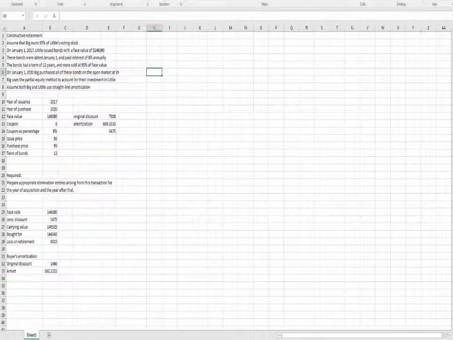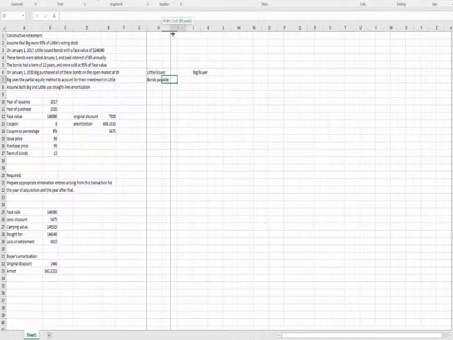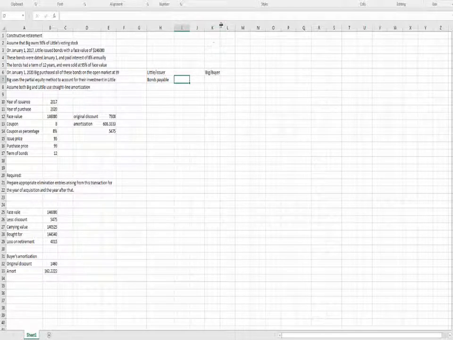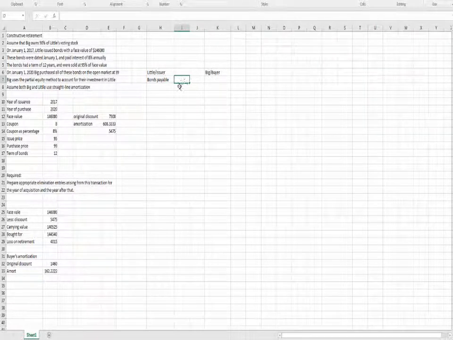Now let's go ahead and make our sort of shopping list of the issuer's books as well as the Big the buyer's books at the end of the first year, at the end of 2020. So at the end of 2020, what does Little the issuer have? They've got bonds payable. Make it a little bit wider. Okay, Little the issuer has bonds payable, face value 146.